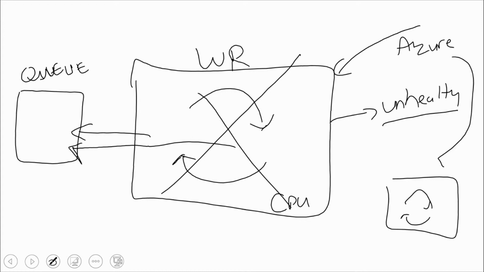So the important point to remember here in your architecture, when you're designing long-running applications, is to make sure that you have some implicit delay built into the system. We can't have these things go instantly because otherwise we cause unhealthy states in Azure.